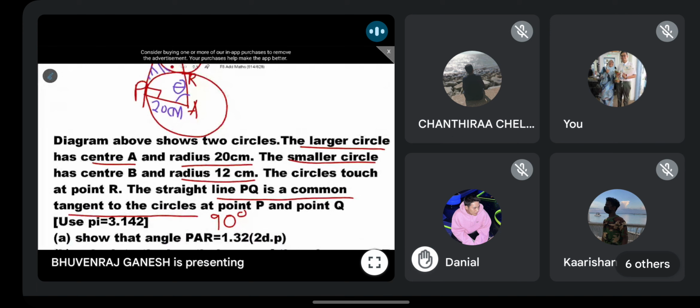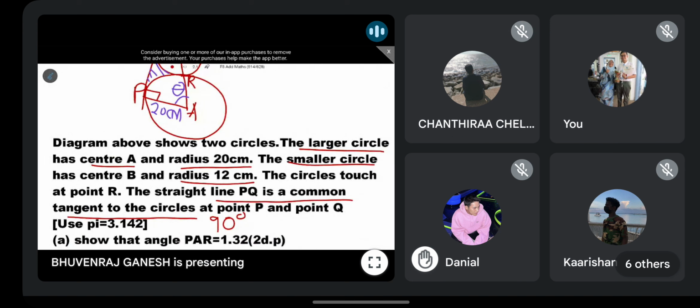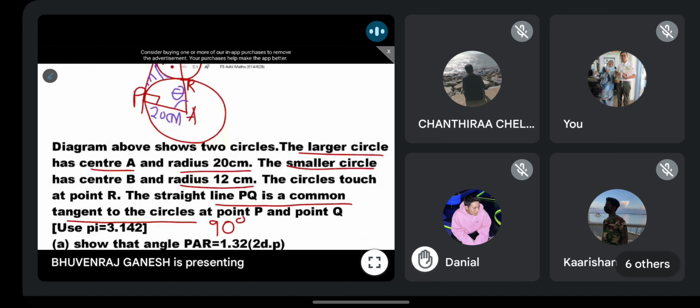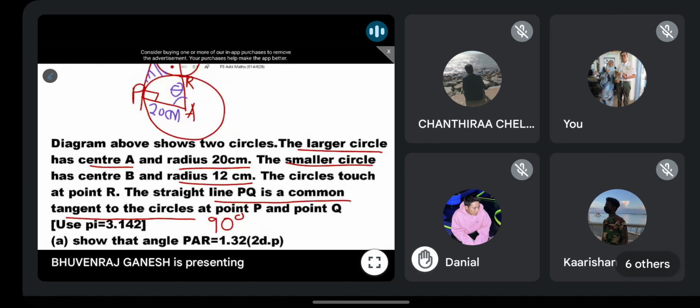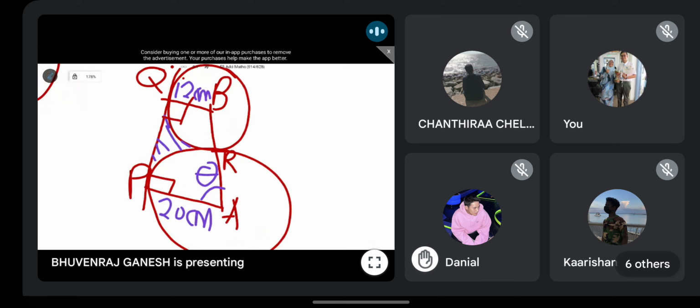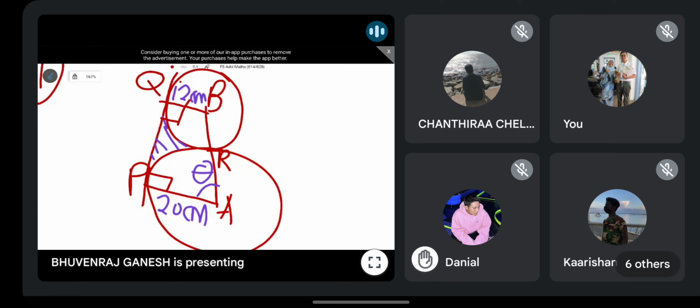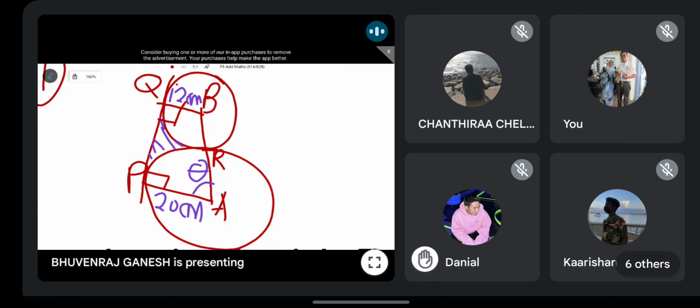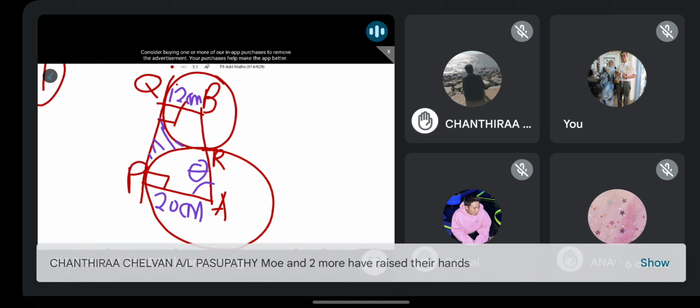So then directly, mereka suruh kamu buktikan sudut PAR, which is theta, sama dengan 1.32. Okay, this is the K-bar question. Soalan buktikan. Who don't like soalan buktikan here? Raise your hand. Who don't like proving question? Siapa tak suka? There are a lot also.